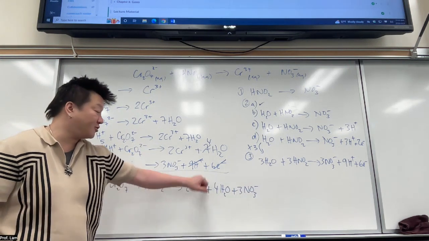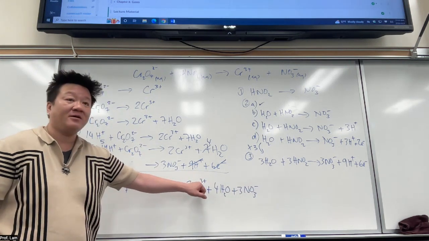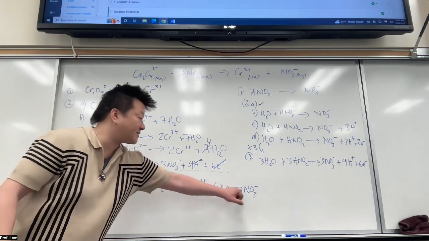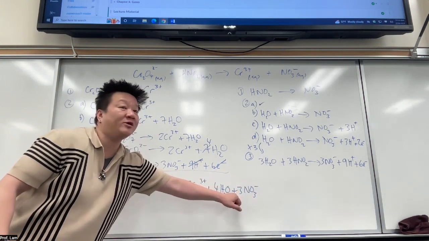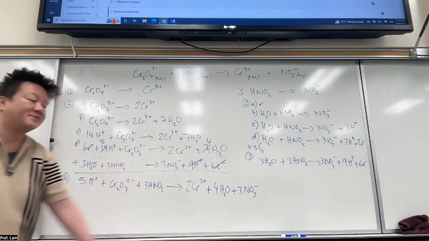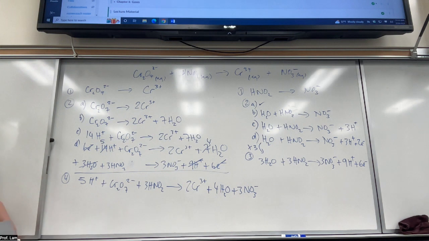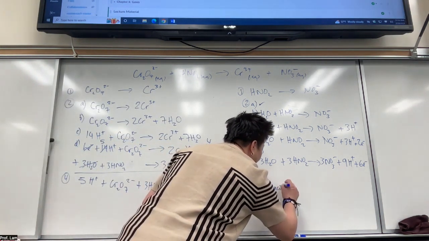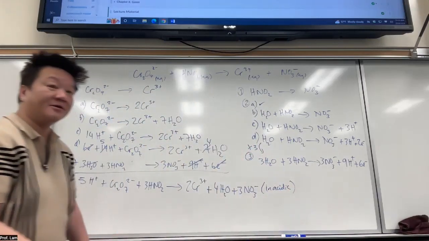6 plus, 3 minus. Don't forget the coefficient in front, right? It's telling you there's 2 of this, and each of them is what? 3 plus. So total is 6. And each of these is minus, but there's 3 of them, so 3 minus. Okay. So we good, right? So you would be done if this problem said balance in acidic solution.